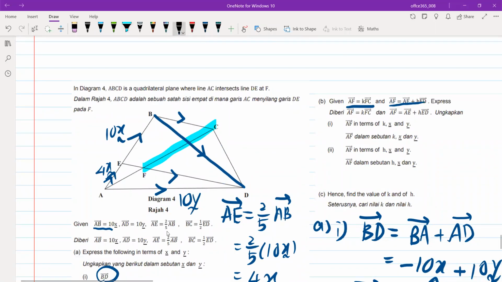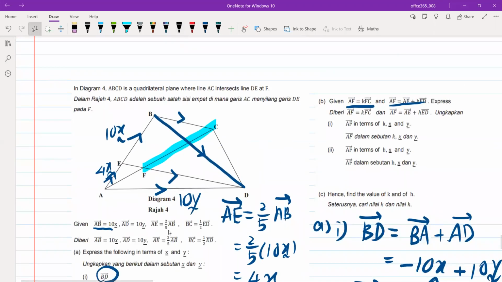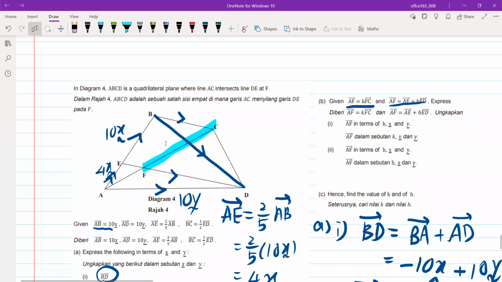To link which vector? FD, DC, because AF is here and FC is here. So can you link it with the vector FC? FC, you can use FD plus DC, or anything else that can link FC. That's right, vector. Why is it difficult? Because you cannot see the link.